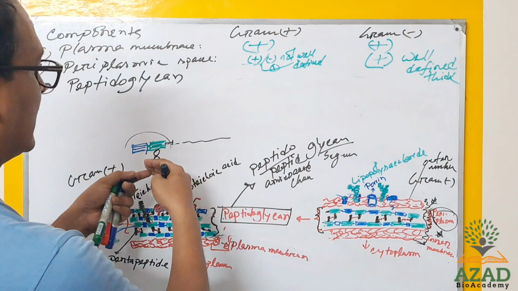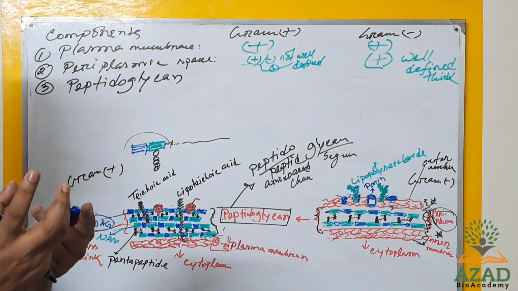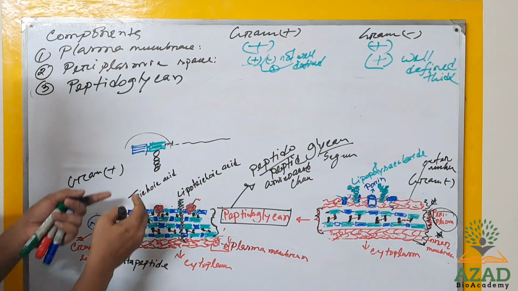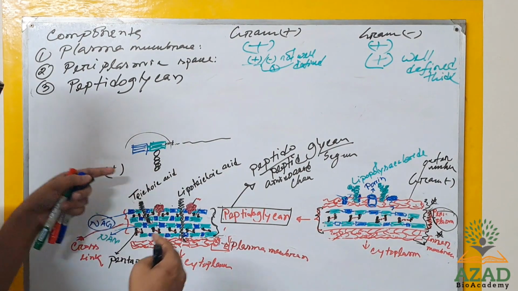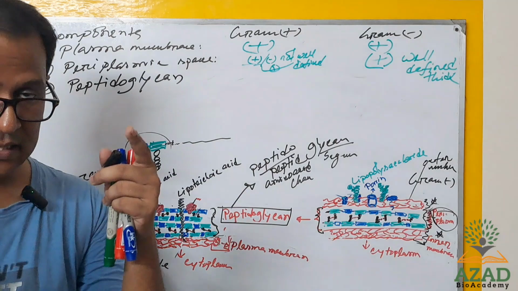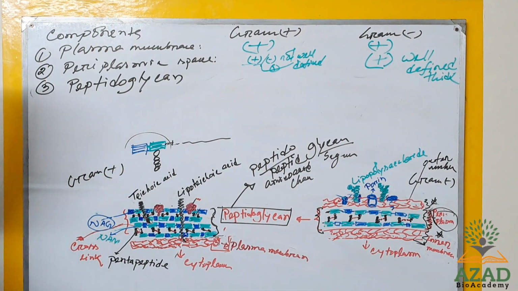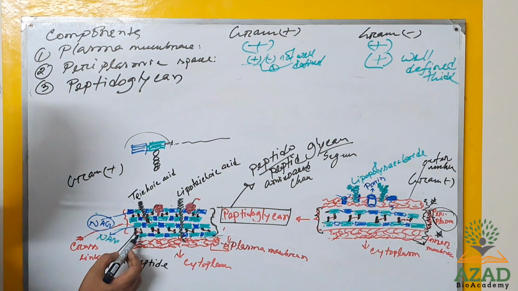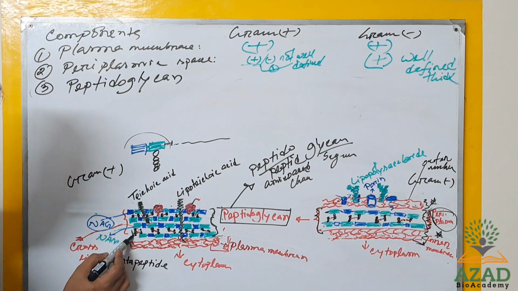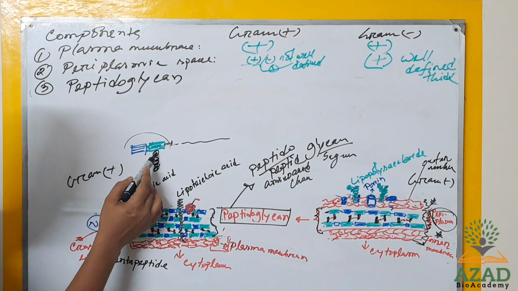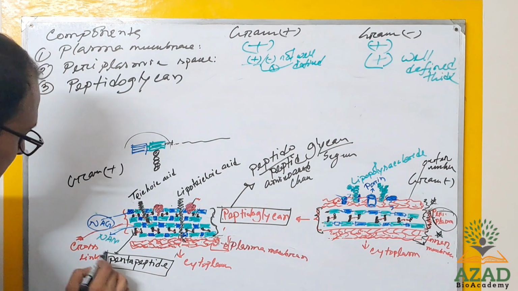It will attach to each other again and again. The sugar chain will be attached by the glycosidic bond, and the peptide of one NAM chain and another will be connected by pentaglycine, or directly connected by a covalent bond. If I just try to show you, here is the pentapeptide, which is attached with the NAM. The NAM has the capacity to carry the pentapeptide.